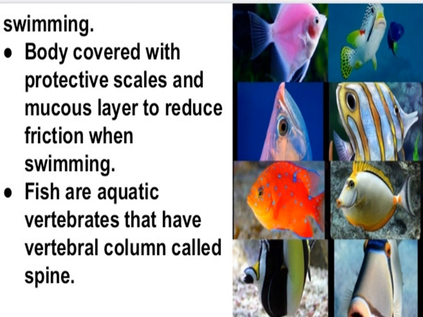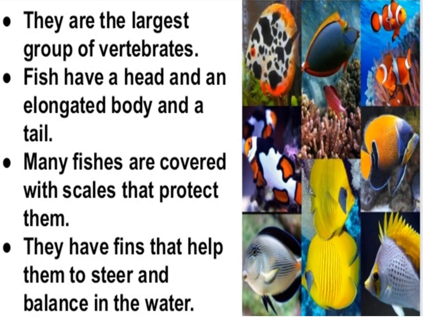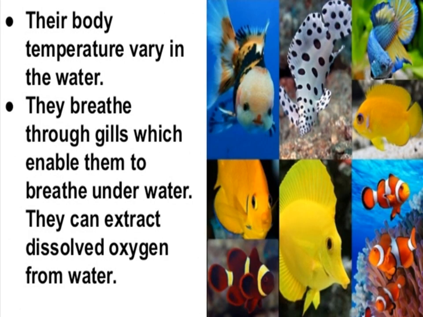Fish are aquatic vertebrates that have a vertebral column called spine. They are the largest group of vertebrates. Fish have a head and an elongated body and a tail. Many fishes are covered with scales that protect them. They have fins that help them to steer and balance in the water.